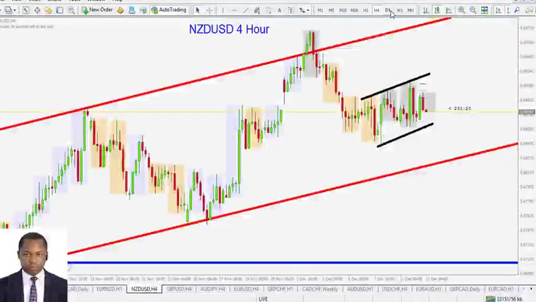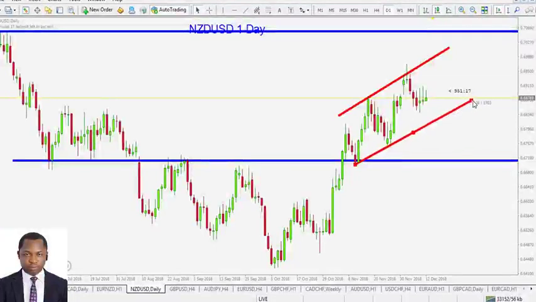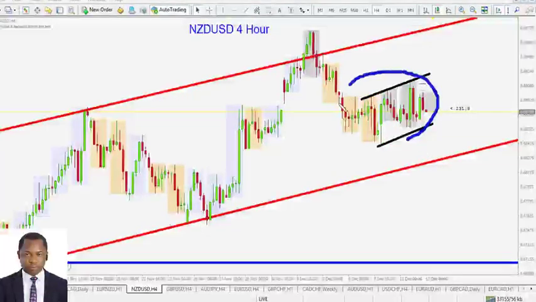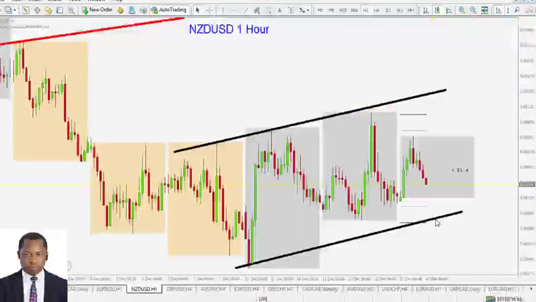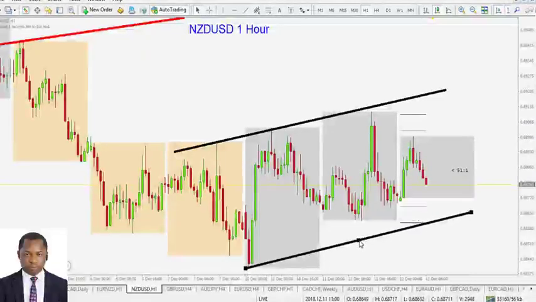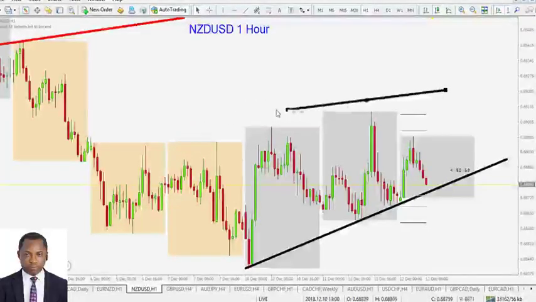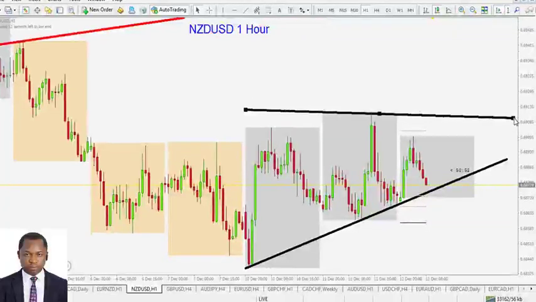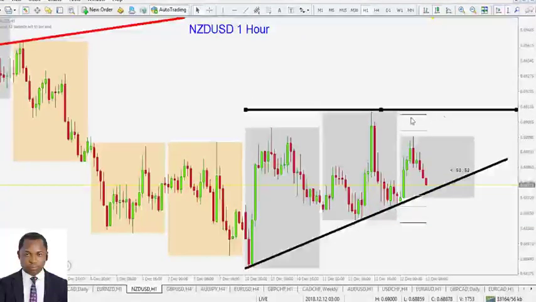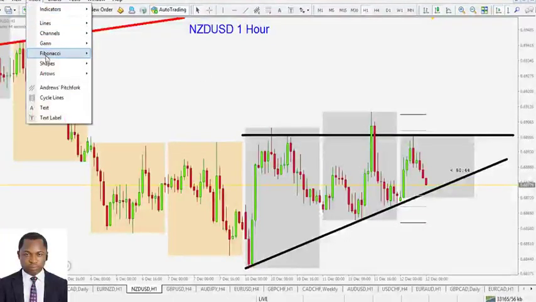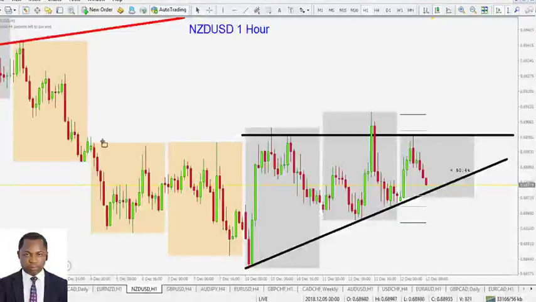New Zealand dollar against the American dollar. Heavy congestion right in. Heavy price congestion for the past 5 days or 4 days. We can keep this as a flat top triangle. Where we know this entire area.